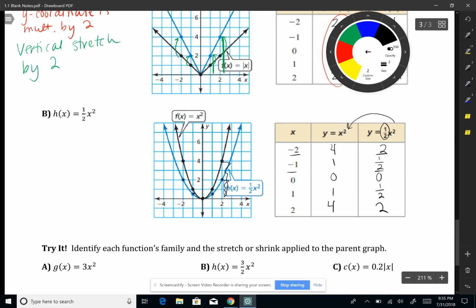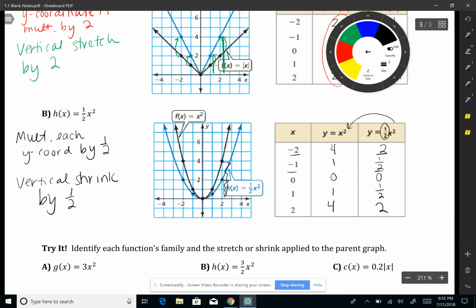So we multiplied each y coordinate by 1/2, and what that resulted in was a vertical shrink by 1/2.